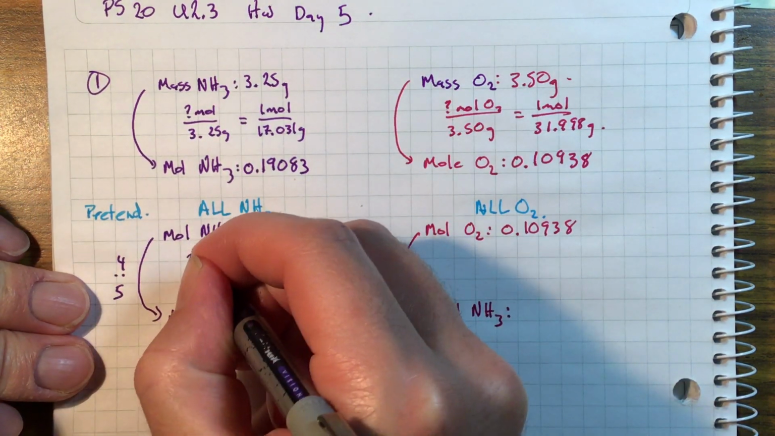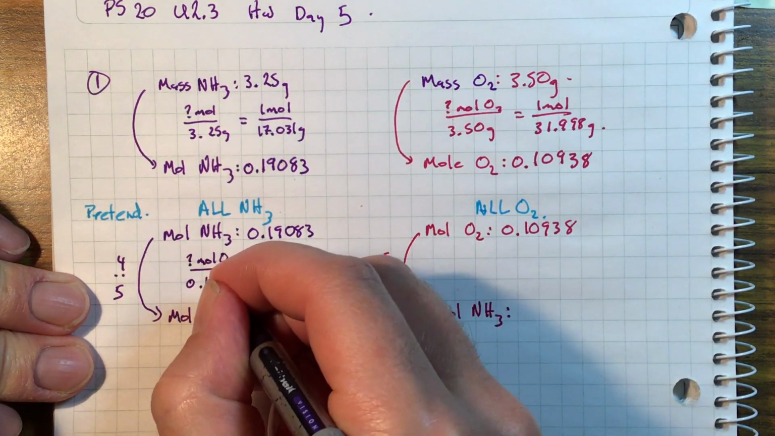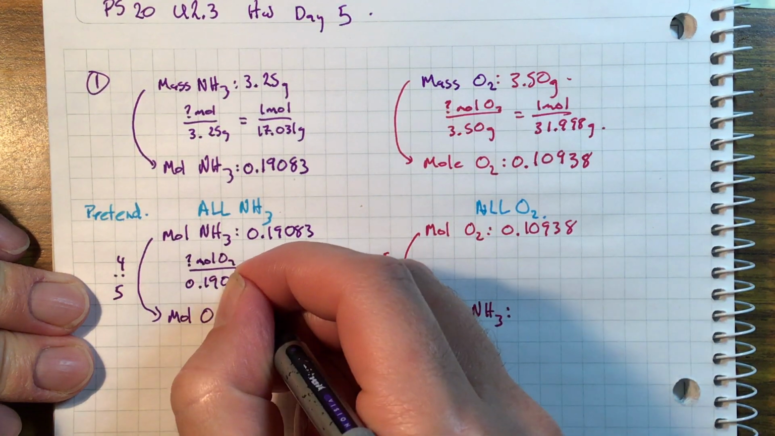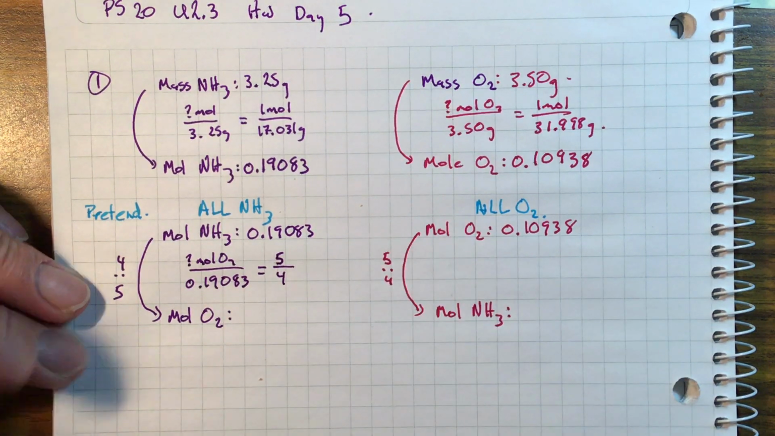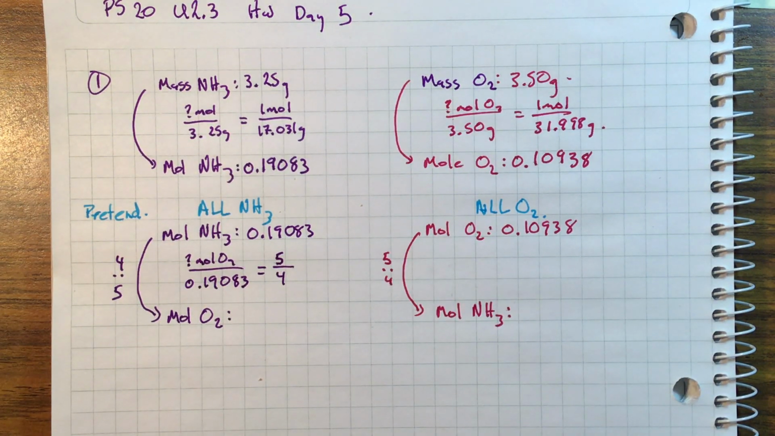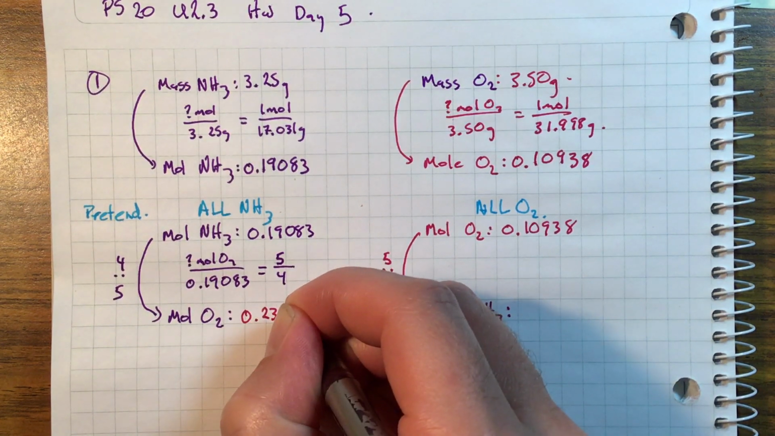Okay, so we're asking how many moles of O2? We have 0.19083 moles of NH3, and it's 5 moles of O2 to every 4 moles of NH3. So I take my 0.19083, times it by 5, then take that answer and divide it by 4. And we get, I'm going to put this in red because O2 is red, 0.23854.